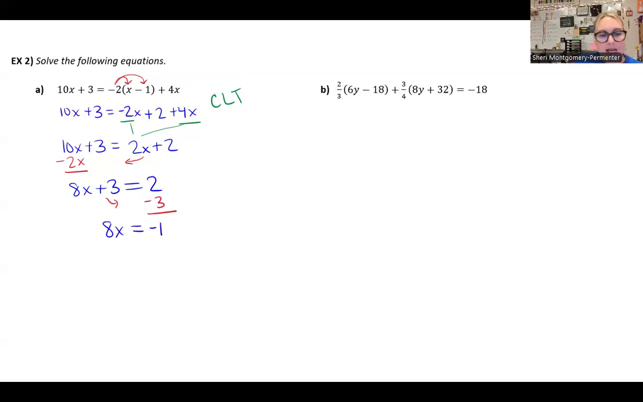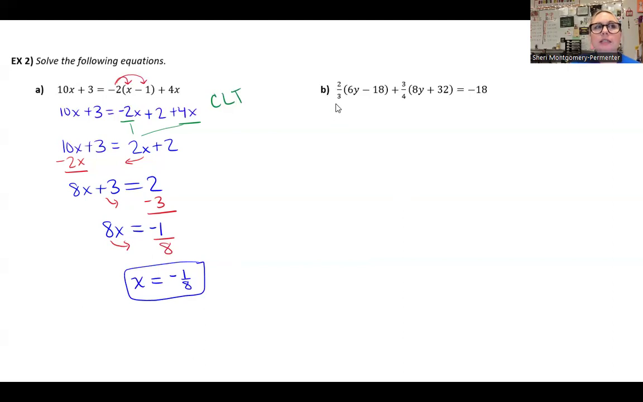All right, my last step is to divide by 8. Does -1 divide by 8? No, so we're going to leave it. It's okay. x is equal to -1 over 8. I put these on here on purpose because I want you to see that fractions are okay. It doesn't matter. We can sometimes get fractions.